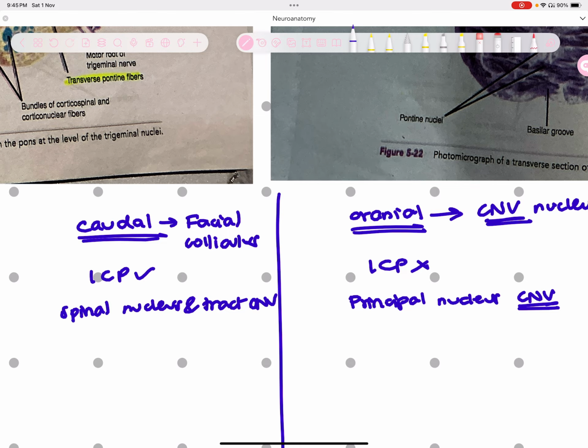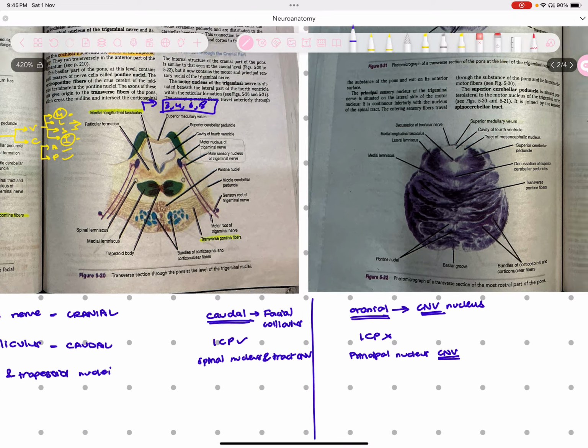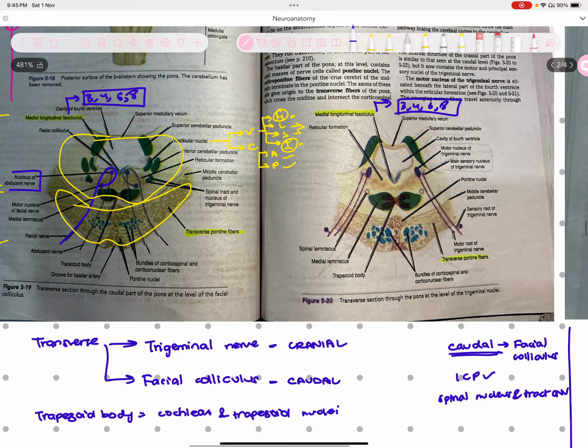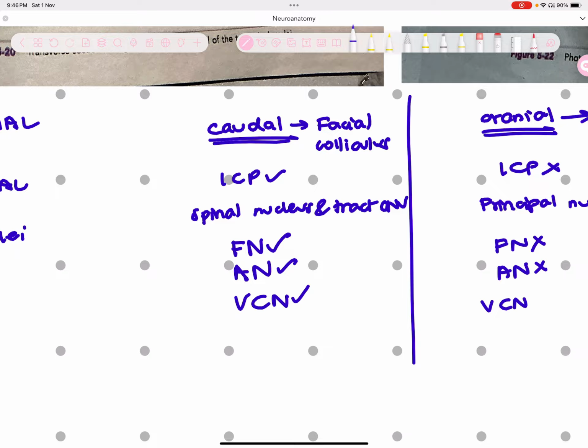This is the other, very important difference. At the caudal level, what could you see? You could clearly see the abducens nerve and the facial nerve, and you could also see the vestibular nuclei. So you could see the nucleus of the facial nerve, the nucleus of the abducens nerve, and the nucleus of the vestibulocochlear nerve. Here you cannot see the facial nuclei, the abducens nuclei, or the vestibulocochlear nuclei.